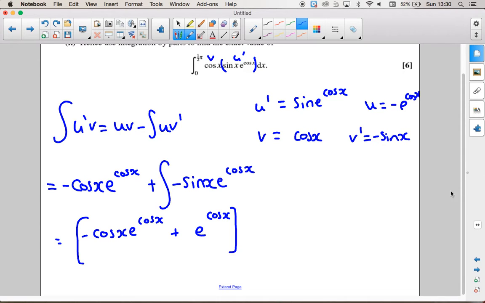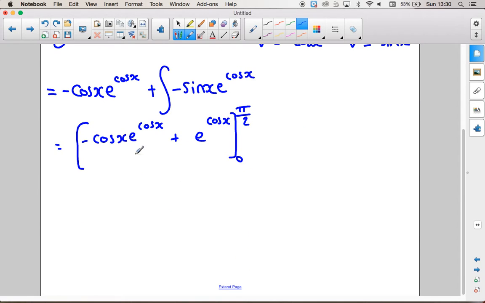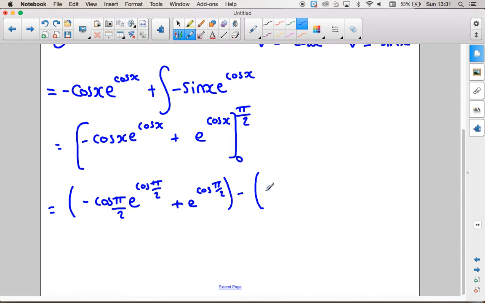And now we're ready to put our limits in. I've finished integrating, I've made sure that I've got all my signs right, and now we're ready to put the limits in. So we will get minus cos pi over 2 e to the cos of pi over 2 plus e to the cos of pi over 2. I'm going to work out what all these things are in a minute. I'm just putting my limits in to start with.